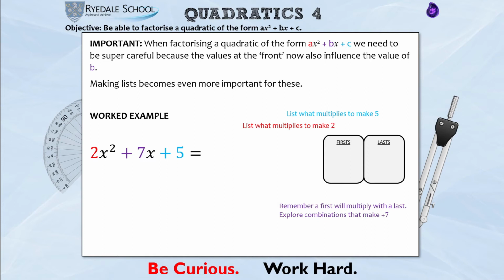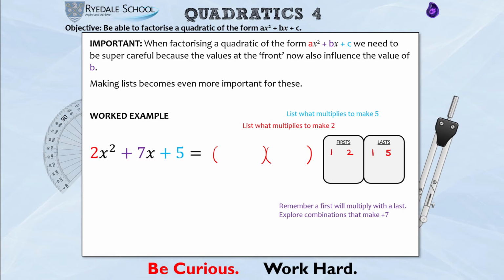So I have got the quadratic expression 2x squared plus 7x plus 5. I know that the 2x squared comes from the firsts in my brackets. And there are only 2 numbers that multiply to make 2, which is 1 and 2. So I've got a 1x, which I'll write as x, and a 2x. Similarly, we know the numbers at the end must multiply to make 5.